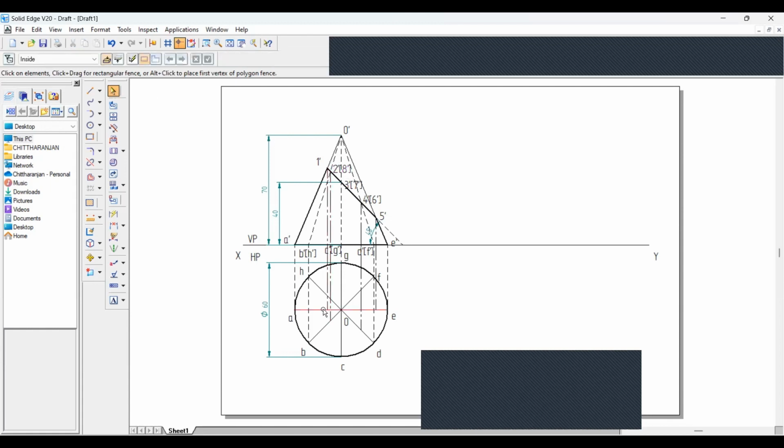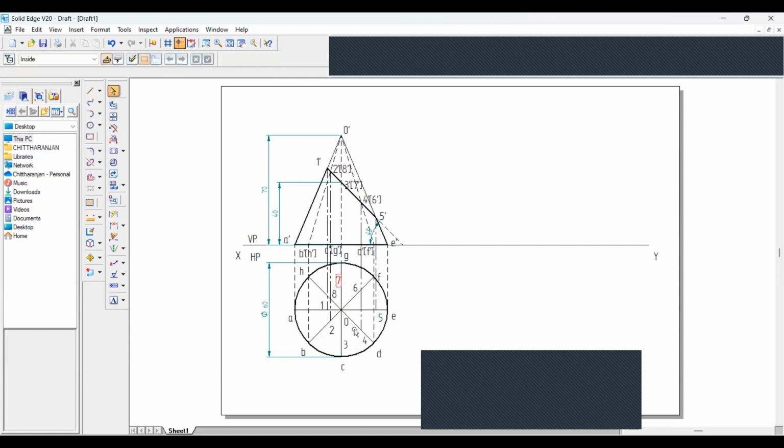Now we have to name here also. It is 1, 2, 3, sorry, it's here. Here it is 3, 4, 5, 6, 7, and this intersection point is 8.